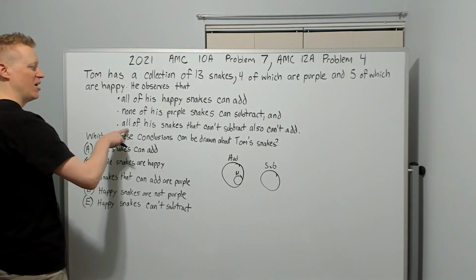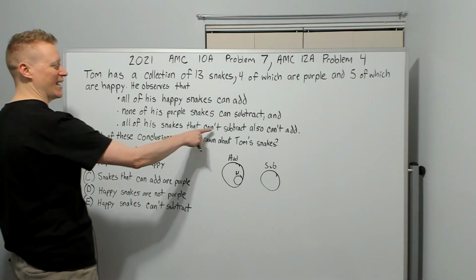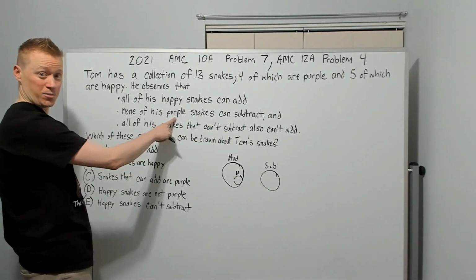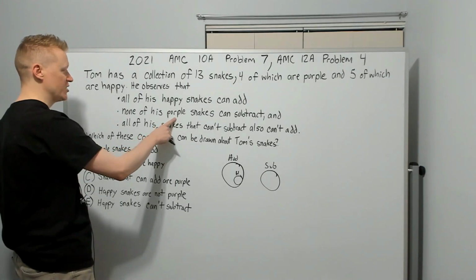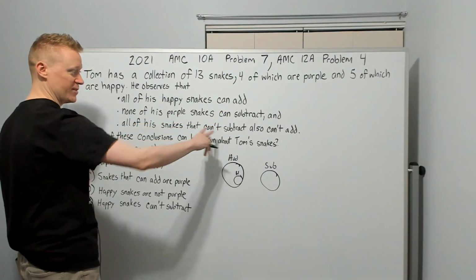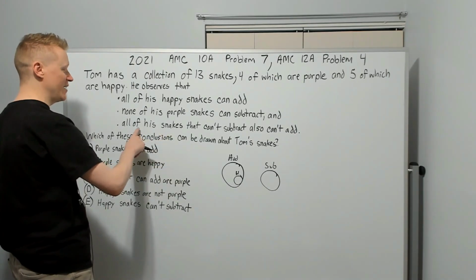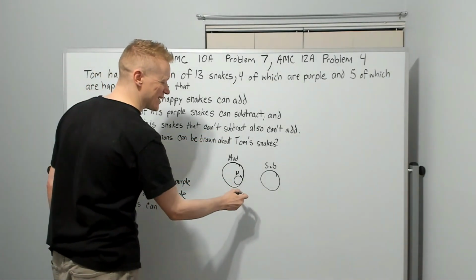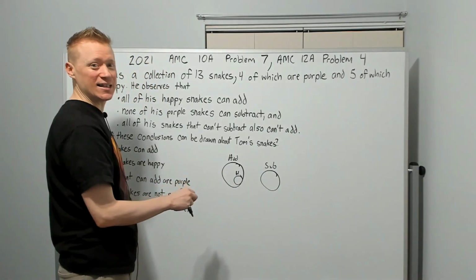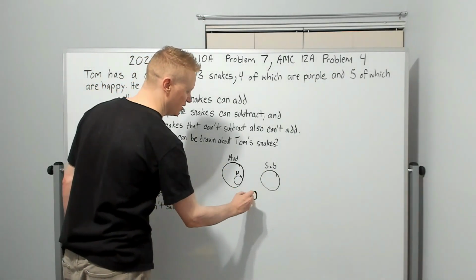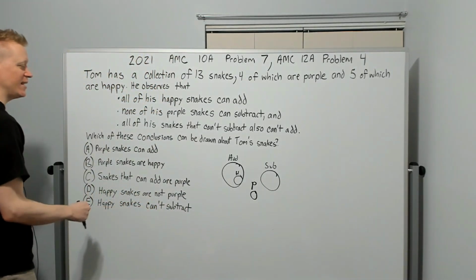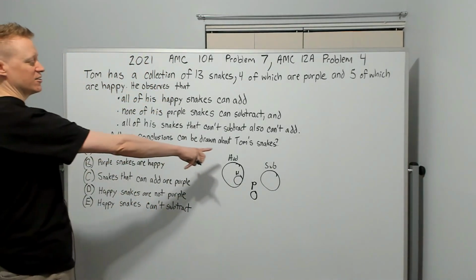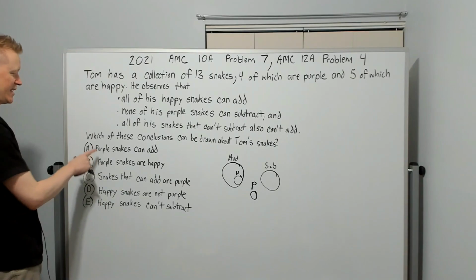All of his snakes that can't subtract, which are the purple, some of them at least are purple, so the purple snakes are part of the group that can't subtract, and all of those snakes that can't do that also can't add. So purple cannot be inside of the add column at all. We'll put it here. Which of these conclusions can be drawn about Tom's snakes?